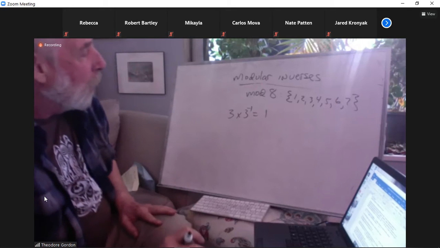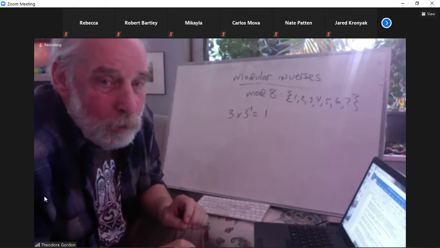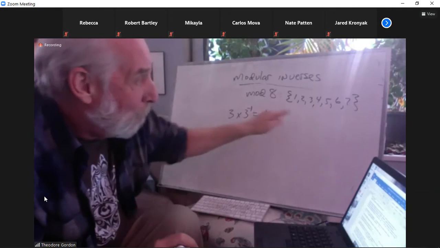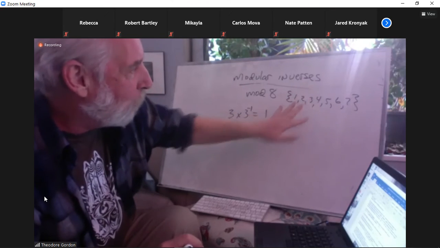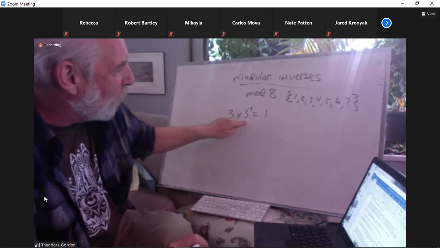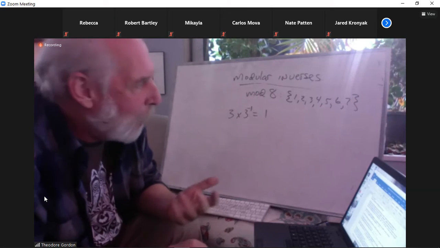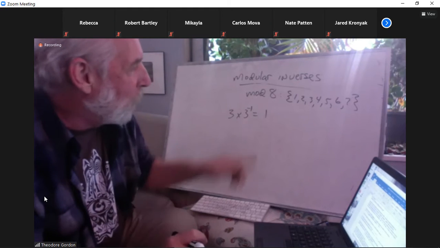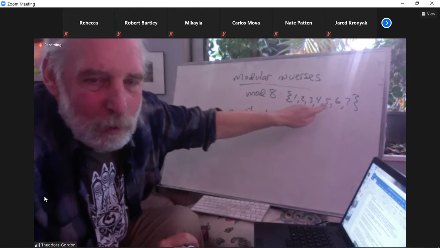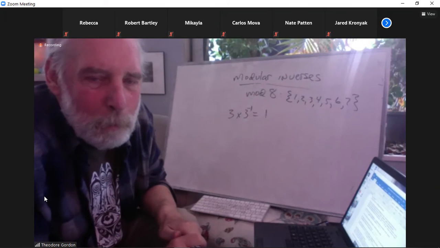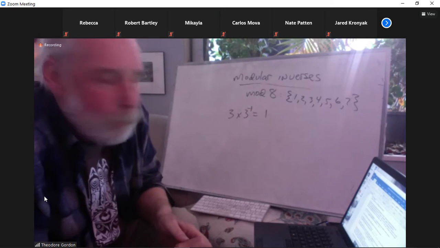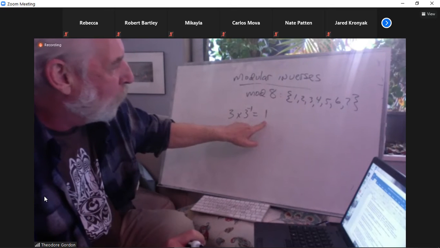Good. Now, you see 3 to the negative 1, and right away, your mathematical upbringing says 1/3, but there's no such thing as 1/3. We don't have fractions in modular. So what's the inverse of 3 mod 8? 3 times what gives you 1? It has to be one of these. There's no fractions in the modular world. In regular arithmetic, this would be 1/3, but we're in mod. So 3 times what number produces 1 mod 8?